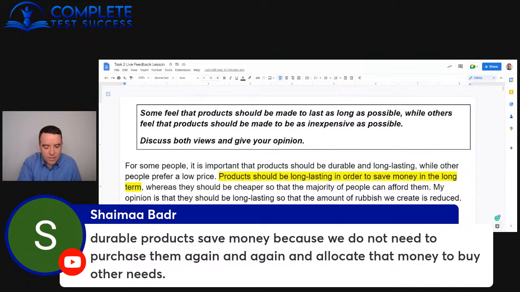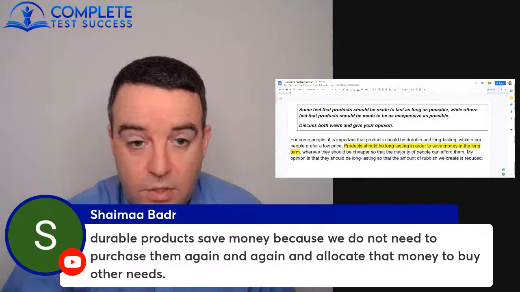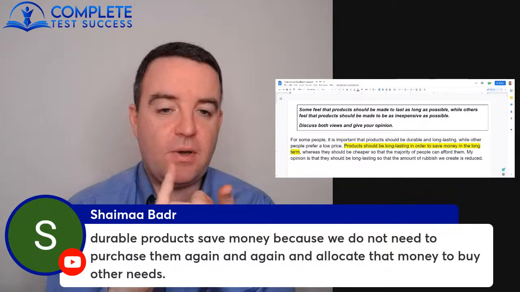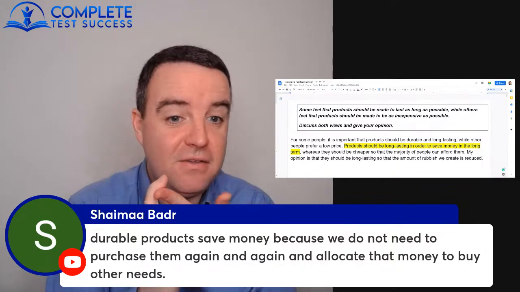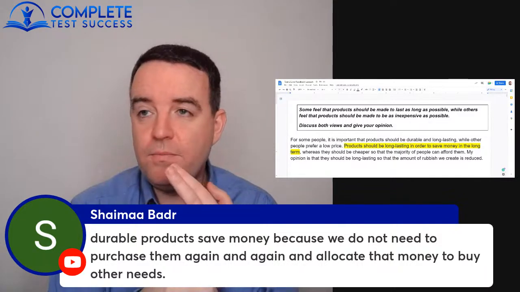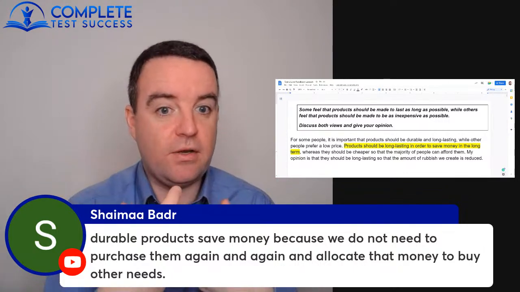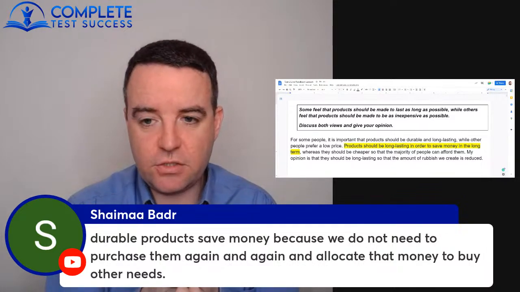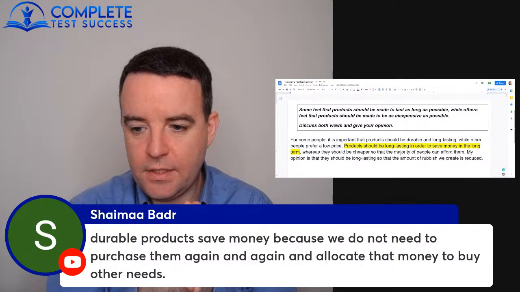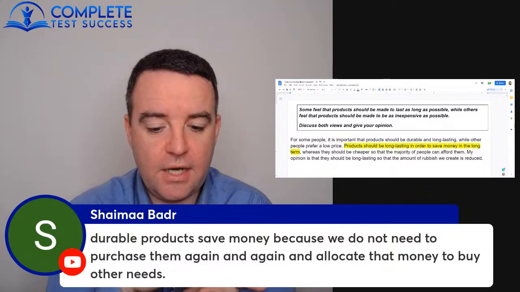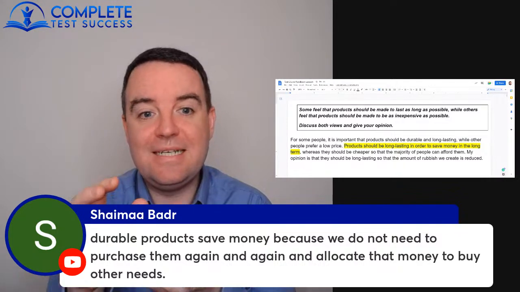Shaima: Durable products save money because we do not need to purchase them again and again and allocate that money to buy other needs. Okay. Now, we don't want to say what we'll do with the money. This is a very common thing. What we do with the money we save isn't important. You might use it to buy other needs, you might spend it on nothing, you might leave it in the bank, you might save it. So what somebody does with the money that they save isn't relevant to the way that products are purchased, produced, or manufactured. If you start talking about how they're spending the money, you're not talking about the view. So it should be completely focused on how durable products are saving us money in the long term.